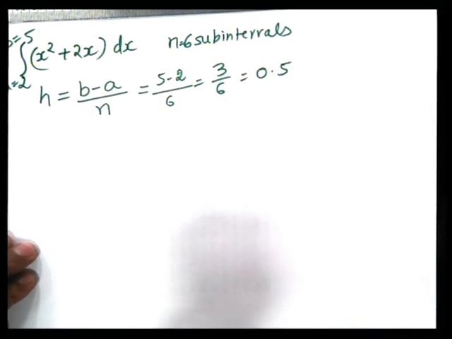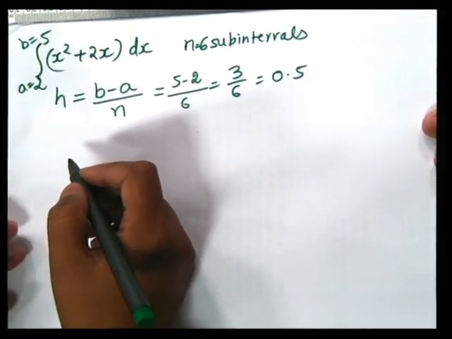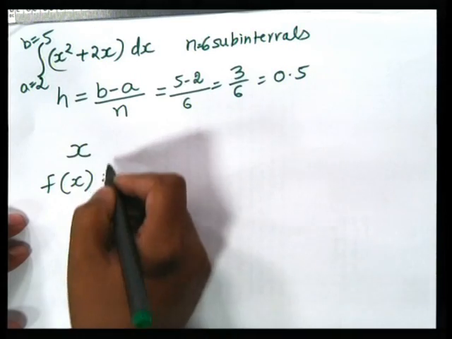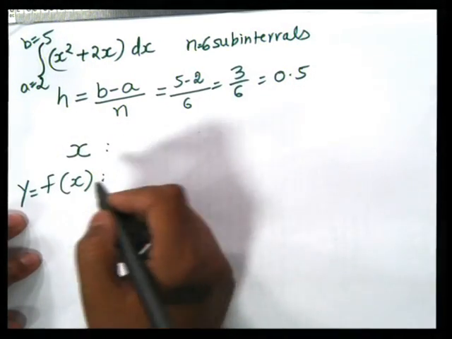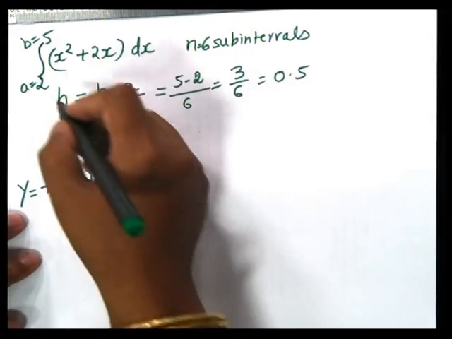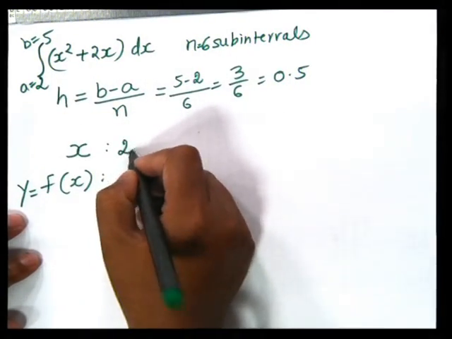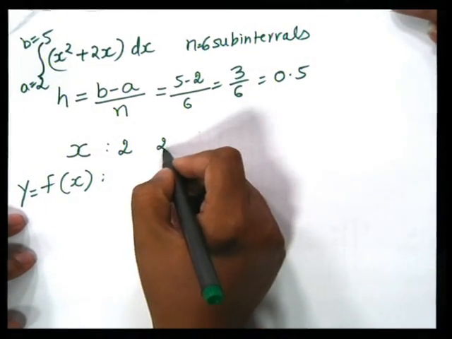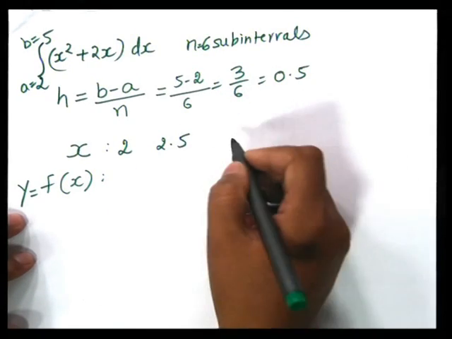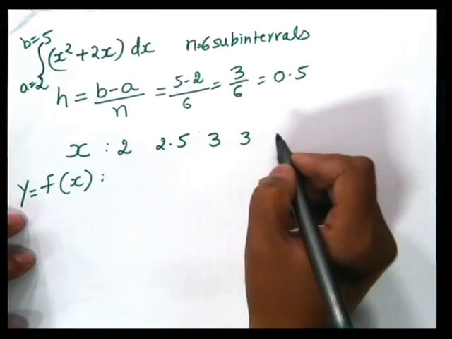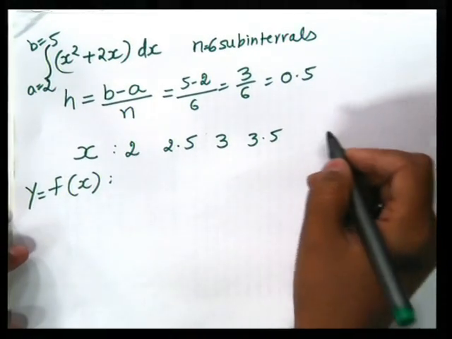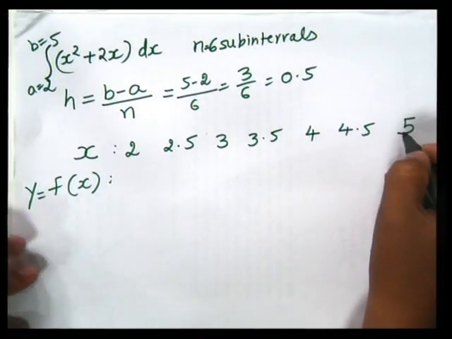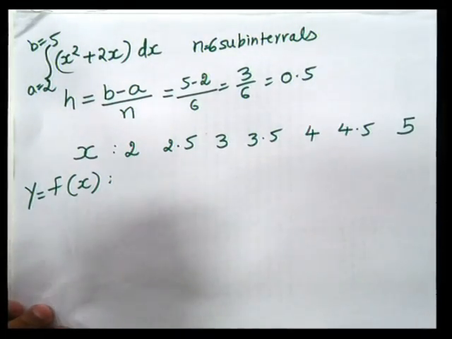Now our next aim will be to tabulate the x values and the corresponding f of x values. That is, y takes the value f of x. If I take x values, it starts from 2. Keep on adding the step size. So if it is 2, the next will be 2.5. The next value will become 3, the next will be 3.5, the next 4, 4.5, and the last value up to 5. The last value of the integral is actually 5.